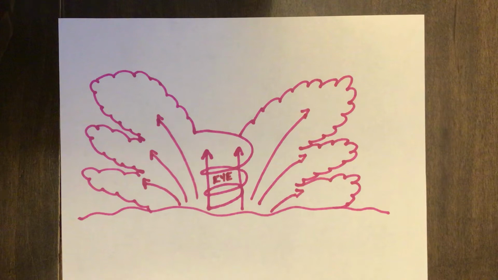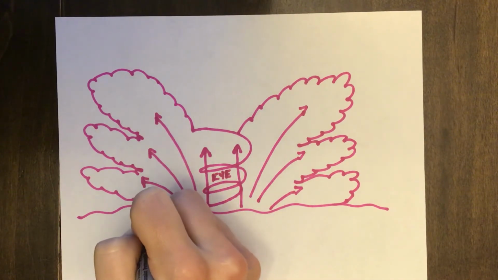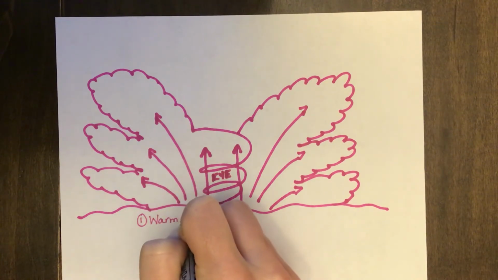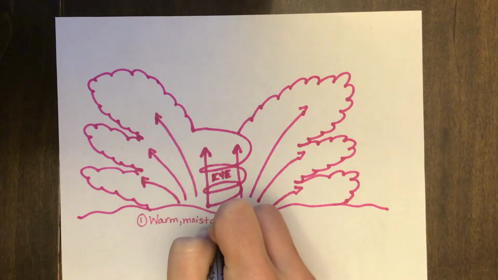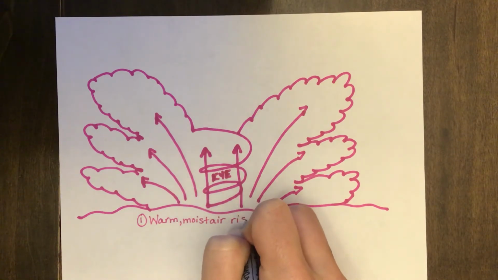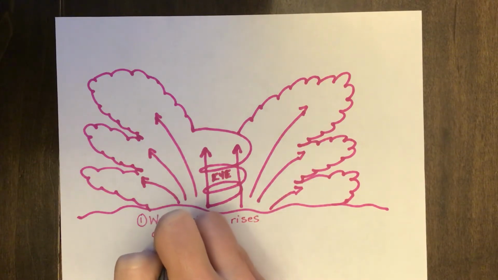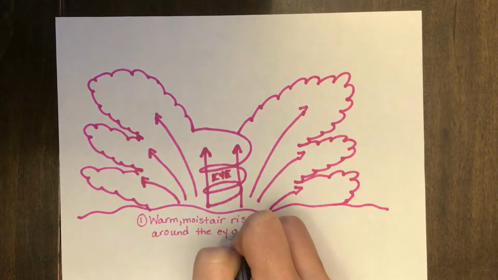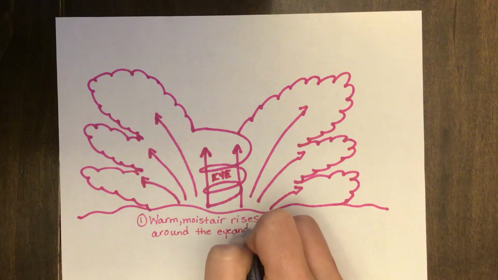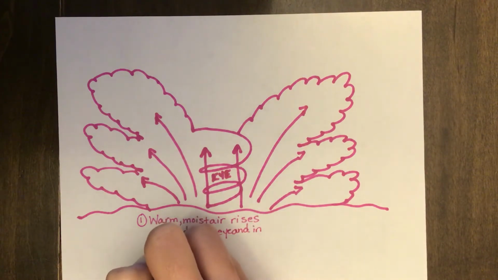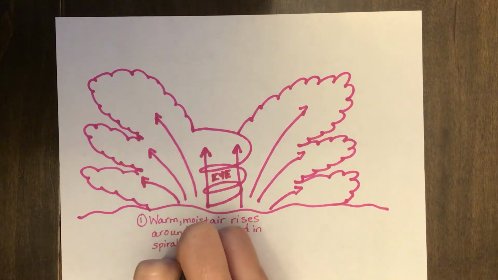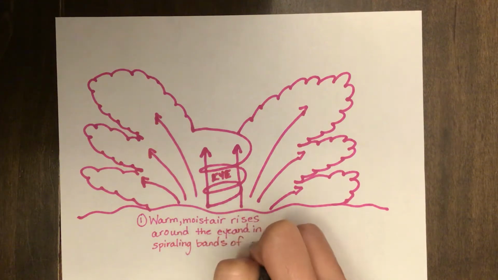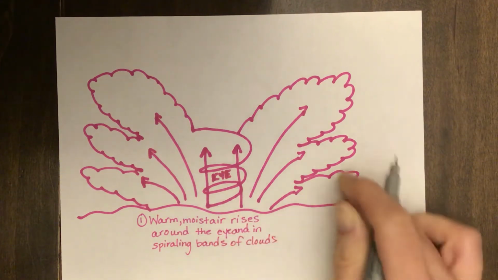Okay? So step one in our process is that warm, moist air rises around the eye and in spiraling bands of clouds. So that's what we're seeing here.